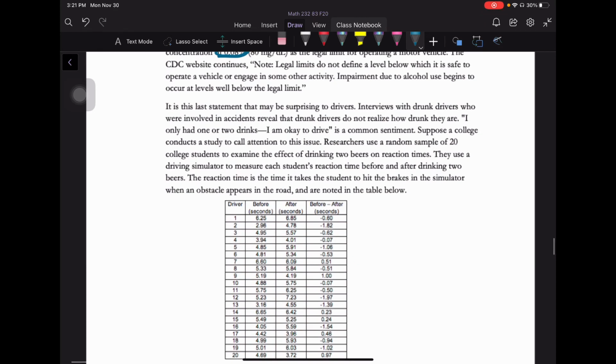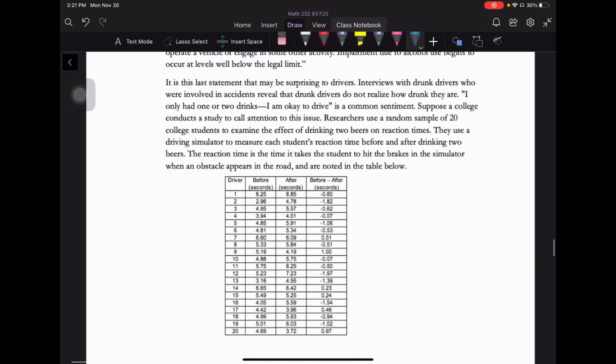It is this last statement that may be surprising to drivers. Interviews with drunk drivers who were involved in accidents reveal that drunk drivers do not realize how drunk they are. "I've only had 1 or 2 drinks. I'm okay to drive" is a common sentiment.